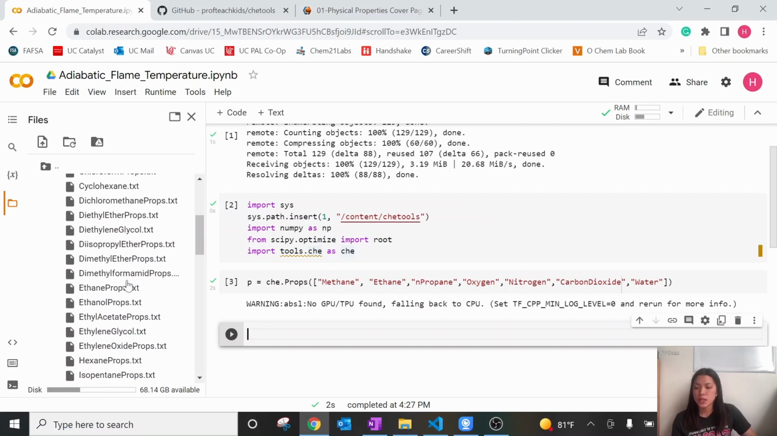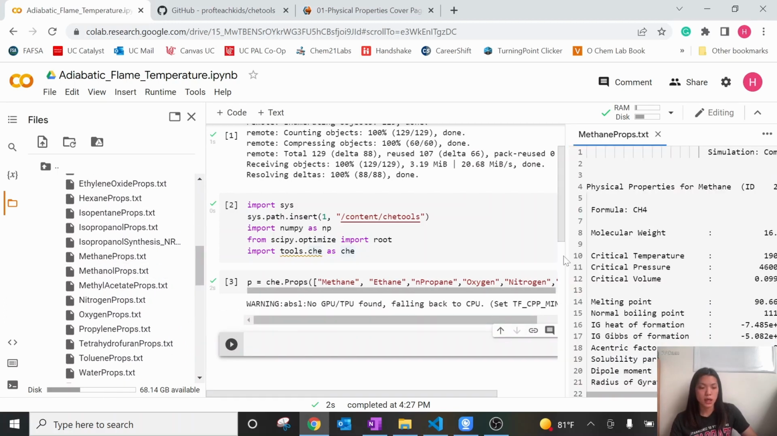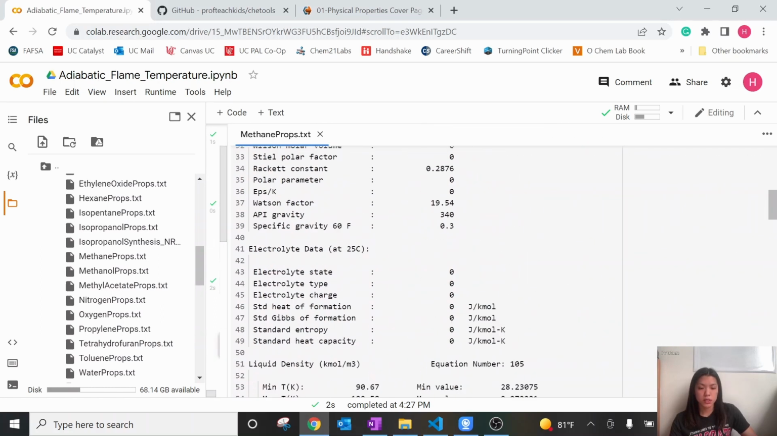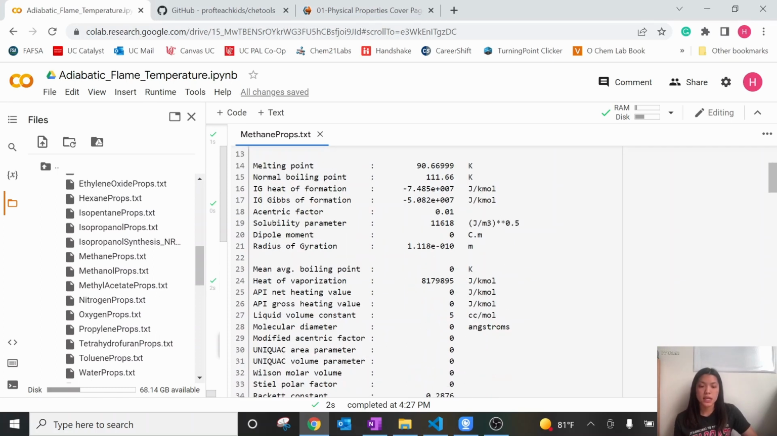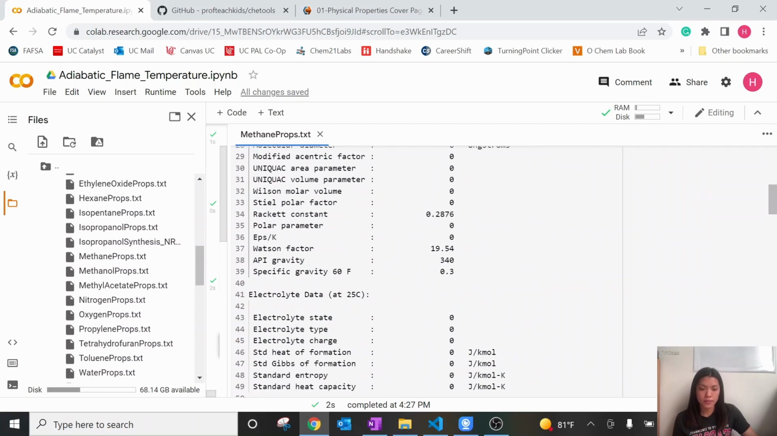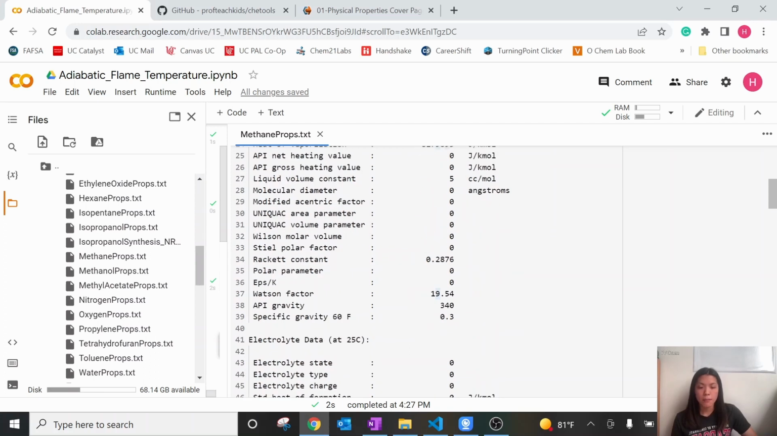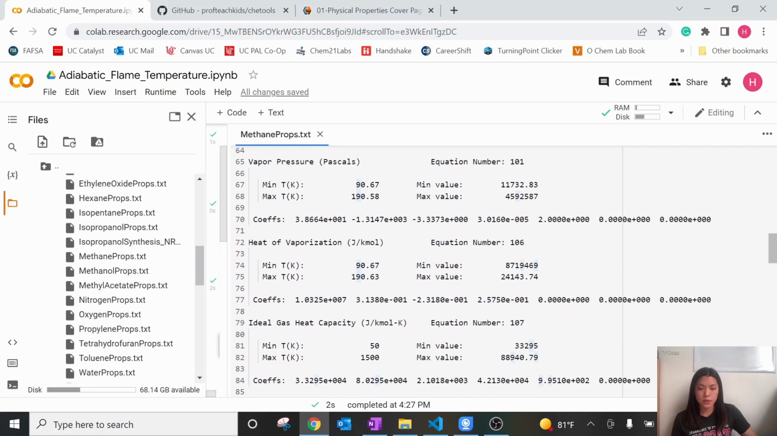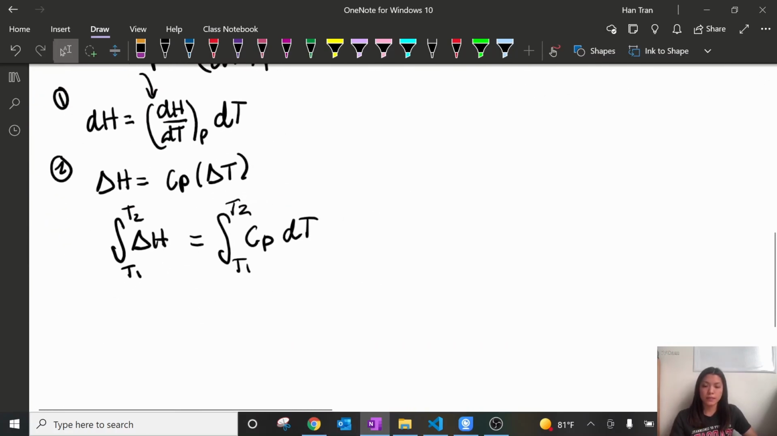So let's take a look at methane's properties, and we'll take a closer dive into what all is in here. These are all the physical properties, or the majority of them, for methane, and this is taken from ChemCAD. A lot of these equations down here are too. Like, we are given its molecular weight, critical temperature, many properties. And what we are interested in for our equation over here is the heat capacity of an ideal gas.